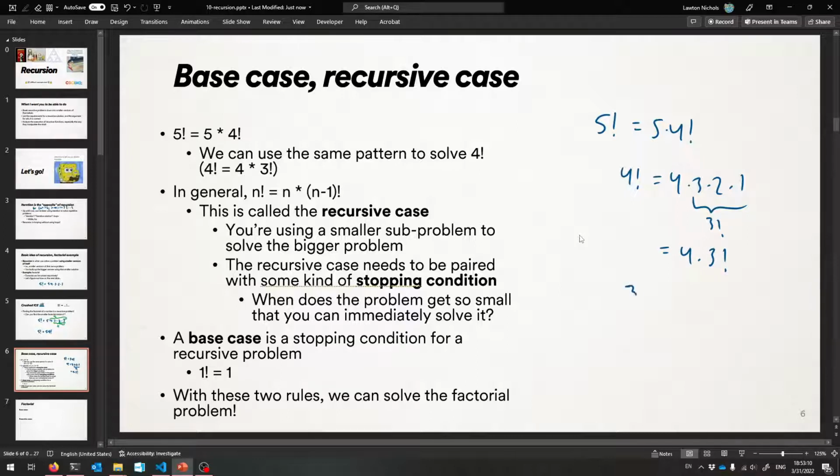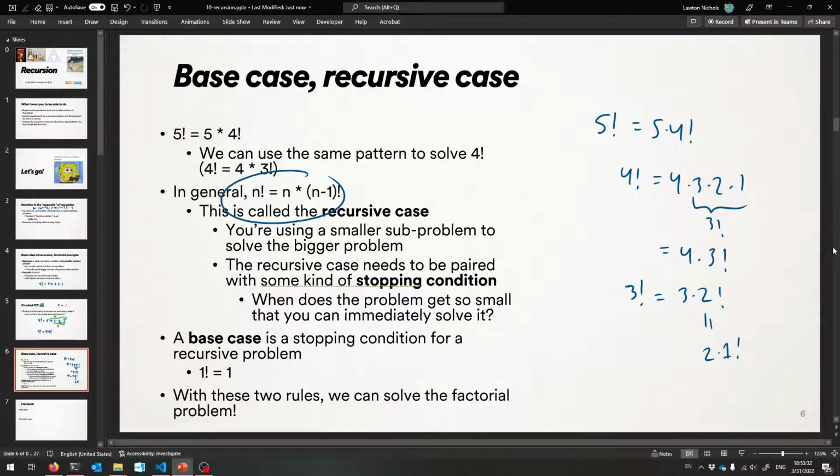But what's 3 factorial? 3 factorial is 3 times 2 factorial, following the same pattern. What's 2 factorial? It's 2 times 1 factorial. What's 1 factorial but 1 times 0 factorial, which is actually defined to be 1, by the way. But you also are going to have to figure out where to stop. So we'll come back to that idea. But this is a pattern, right?